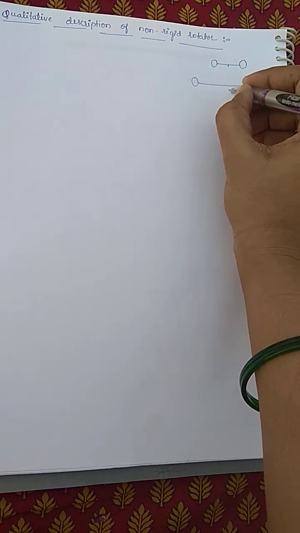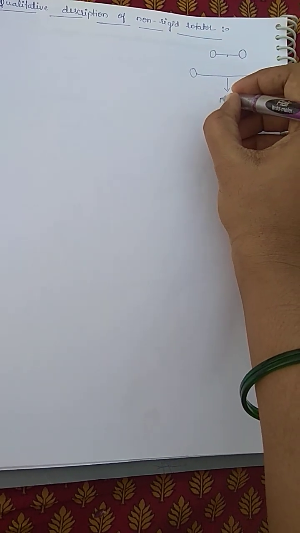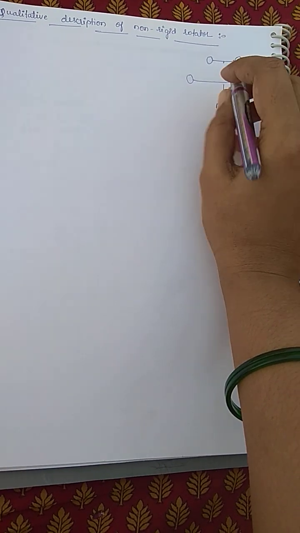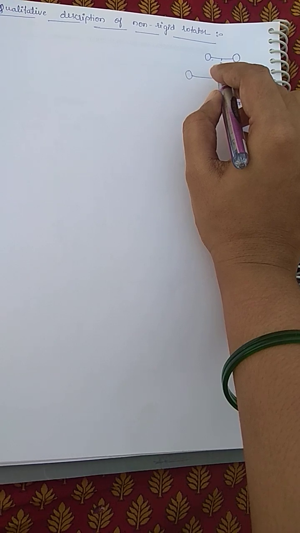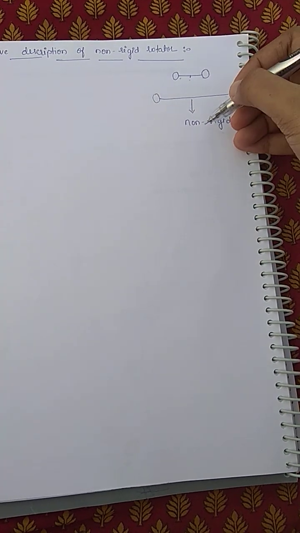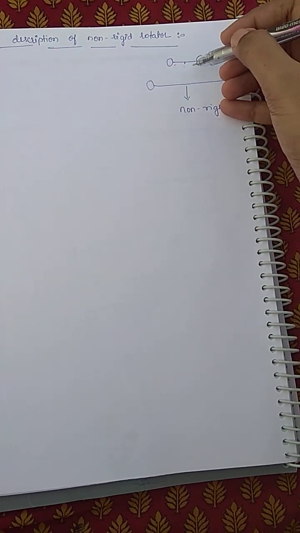Hence, this bond is known as non-rigid. If the short bond is there, then it is called a rigid bond. If it is long, then it behaves as a non-rigid instead of a rigid.